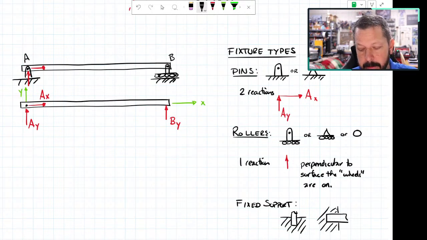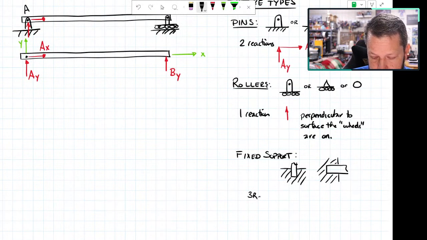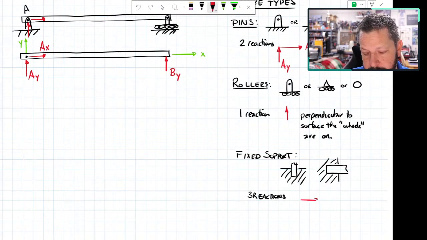And here, the idea is that all of the reactions occur at that one spot. So 3 reactions, and that fixed support is keeping the thing that is fixed from moving. It's keeping it from moving in the X direction and in the Y direction, and it's also keeping it from rotating about that point. This curved arrow, that's called a concentrated moment.